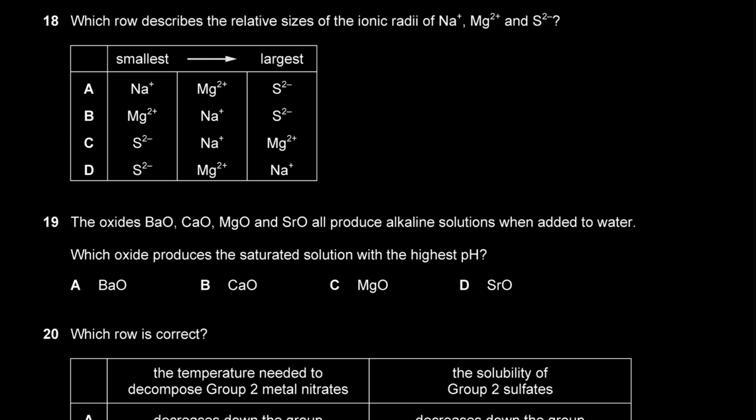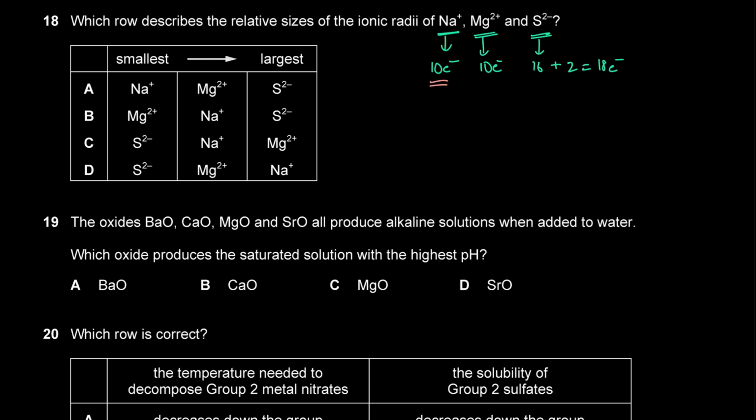Which row describes the relative sizes of the ionic radii of sodium ions, Na+, magnesium ions, Mg2+, and sulfide ions, S2-? Now, Na+ has a total of 10 electrons. Sodium atoms have 11 electrons, but it's lost an electron, so it has 10 electrons. Magnesium has an atomic number of 12, so a magnesium atom has 12 electrons, whereas Mg2+ has 10 electrons. And then sulfide has a total of 18 electrons. The sulfur atom has 16, and it's gained 2 electrons, so we have 18 electrons.